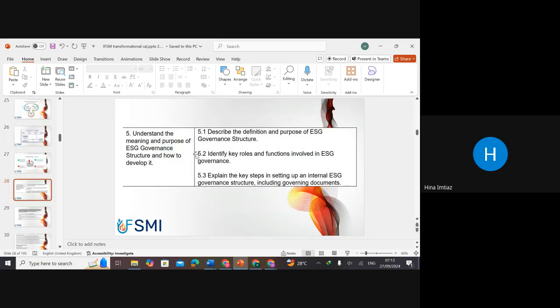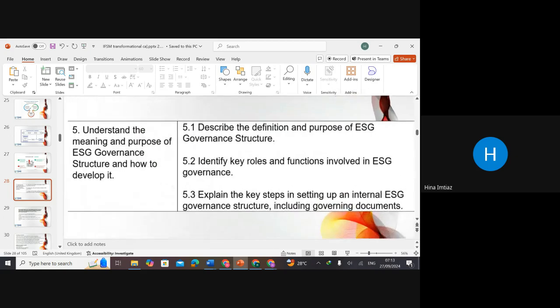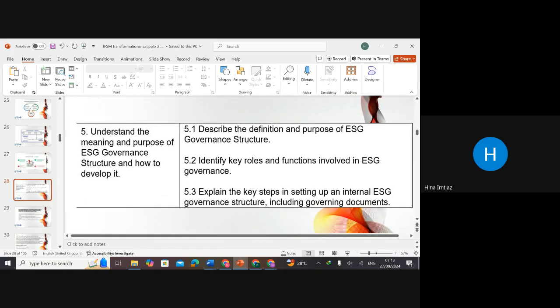Moving towards the next question: understand the meaning and the purpose of ESG, meaning environment, society, and governance structure, and how to develop it. These are the learning outcomes. So a learner will be able to understand the meaning and the purpose of the ESG governance structure, and how to develop it. For that, you have to describe.